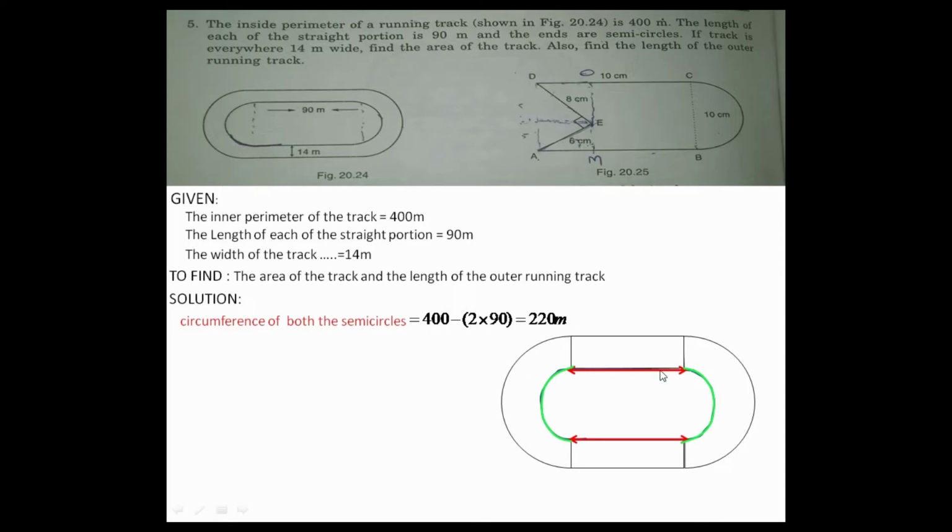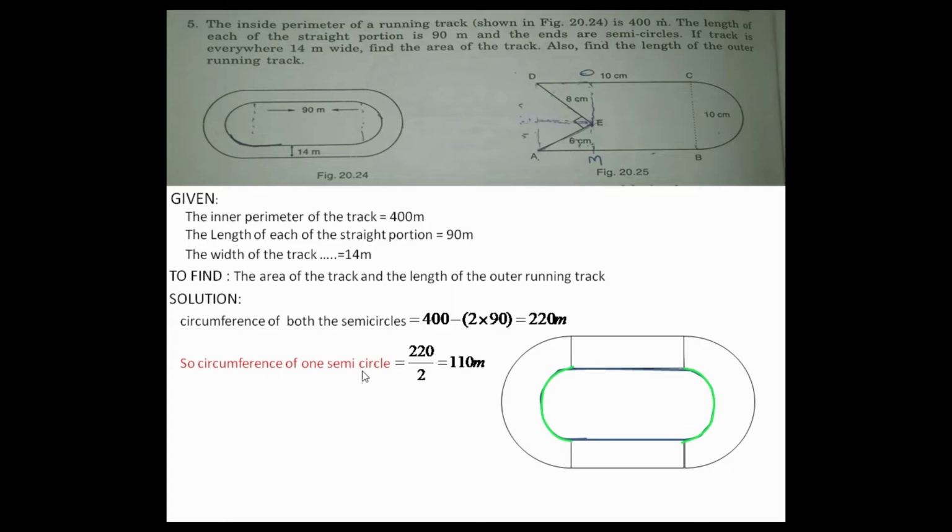Now I am going to repeat this once more. I have subtracted these two red lines from this whole perimeter and got these two green lines. Understood? Now, these two green lines are the circumference of two inner semicircles. These are two inner semicircles. You can see 1 and 2.